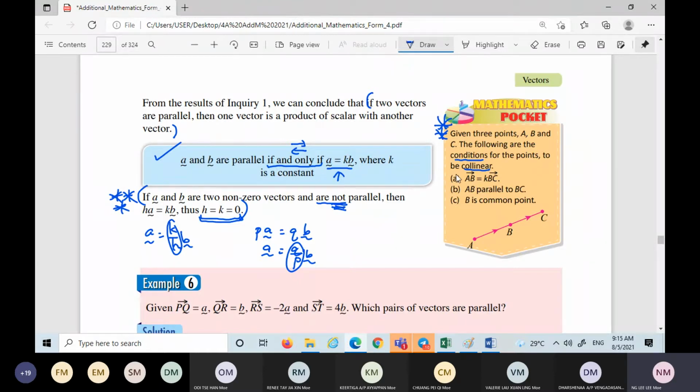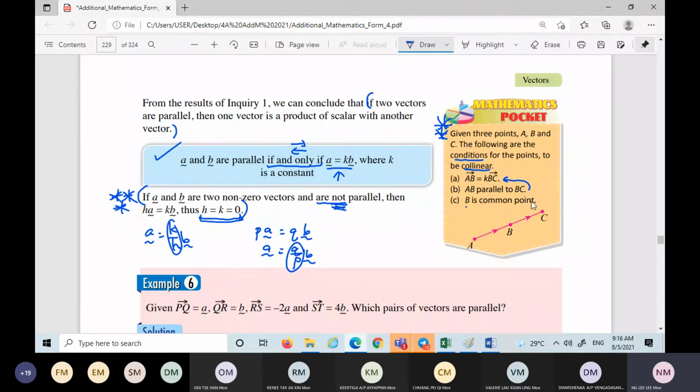So how to prove? A few conditions that you have to prove. AB is equal to kBC. You must express AB in terms of BC with the k; you usually find the k, so that you can say AB is parallel to BC. This conclusion comes from the condition. Once you can write AB equals kBC, then you can say AB is parallel to BC already.